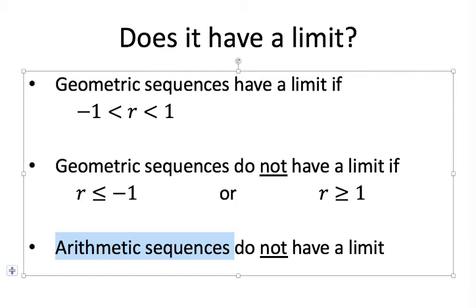All right. And quick reminder, with arithmetic sequences, to get the next number, you're either adding or subtracting. So if the sequence was +3, +3, +3, +3 to get the following number, that would be an arithmetic sequence. And arithmetic sequences just never have a limit. So that is about sequences.